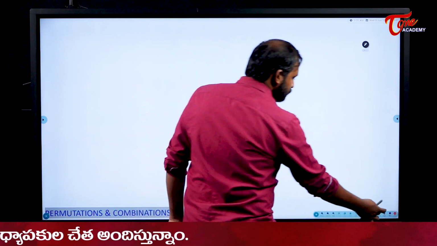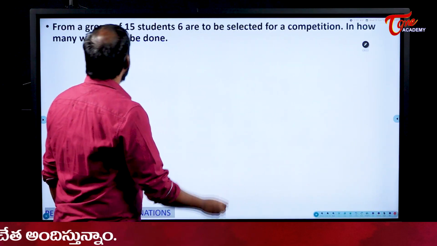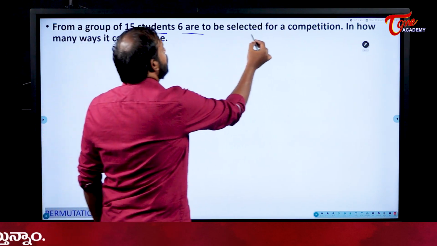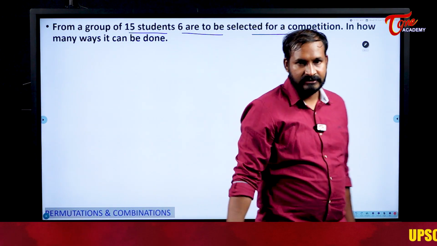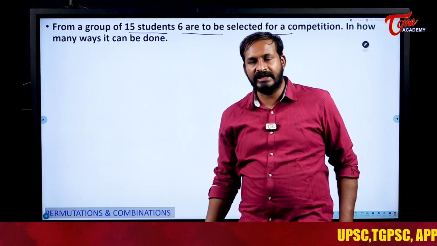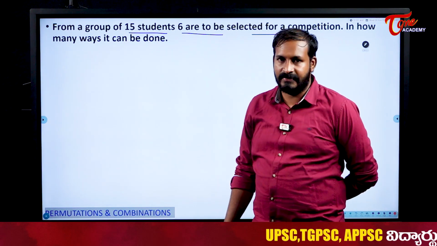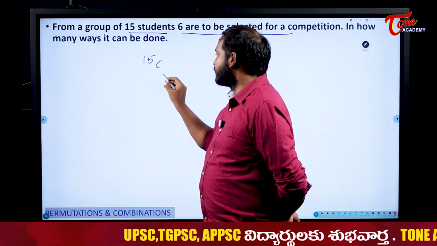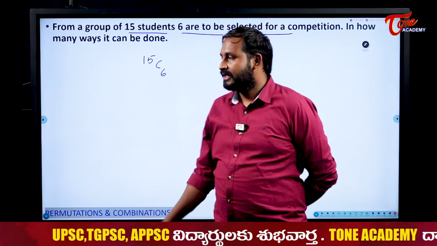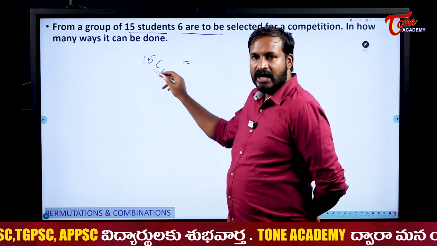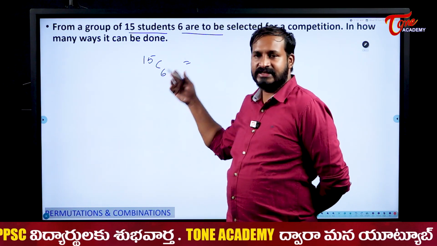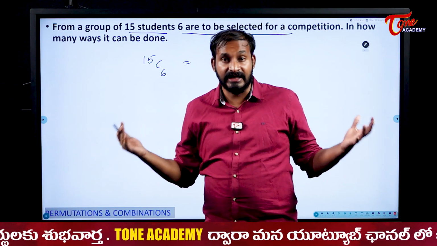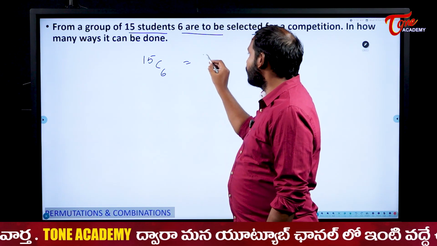Right. Now see here, from a group of 15 students, 6 are to be selected for a competition. So out of 15, I should select 6. In how many ways it can be done? So what it is? 15C6. So what happens here for me, students? 15C6 is also equal to 15C9. That is very lengthy, right? Instead of that, what I will do?